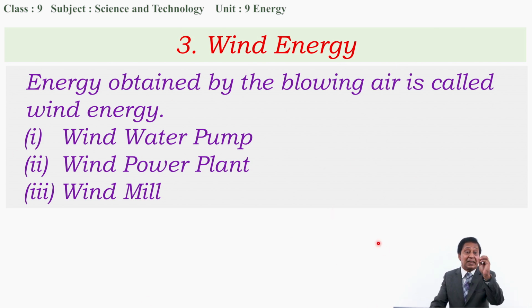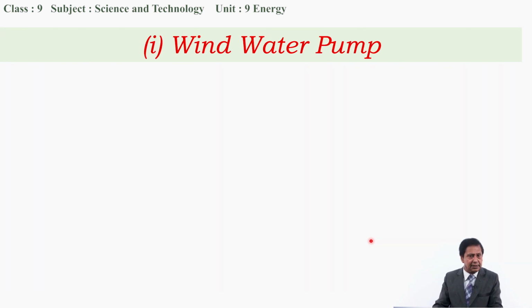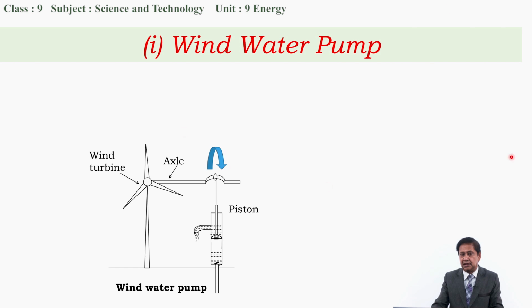I want to talk about each of them with a diagram. Look at this. Wind water pump. It appears like this. This is the diagrammatic representation of a wind water pump. It consists of a wind turbine. It is connected to an axle, and the axle is connected to the piston of this water pump. When wind blows, the wind turbine rotates, it rotates the axle, and the axle moves the piston up and down. This way, when the piston moves up and down, water is pulled out.